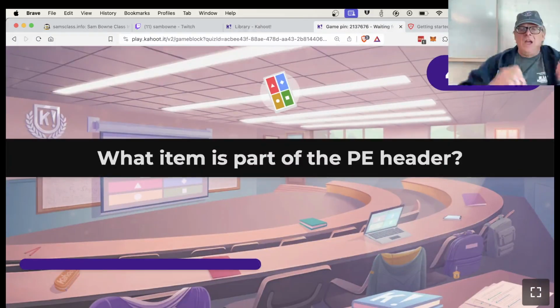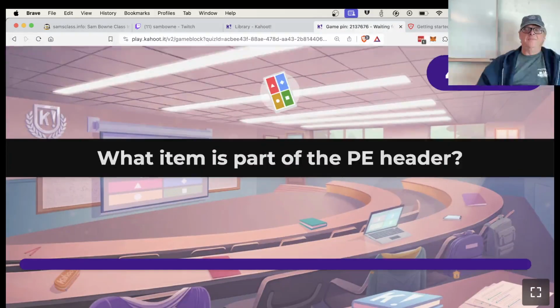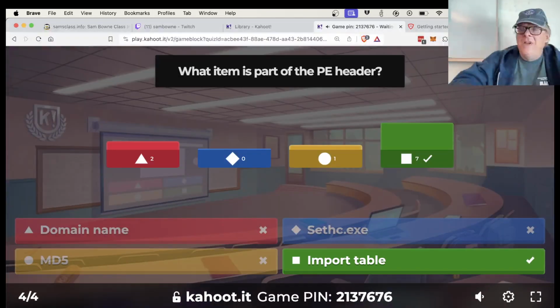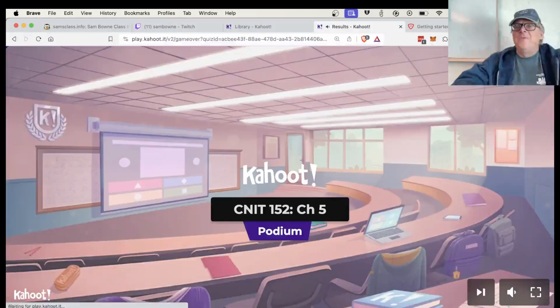All right, what item is part of the PE header? Right, the import table, it needs to know what libraries to import to run the program.